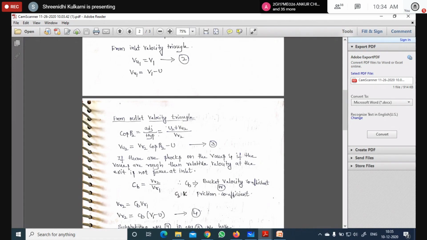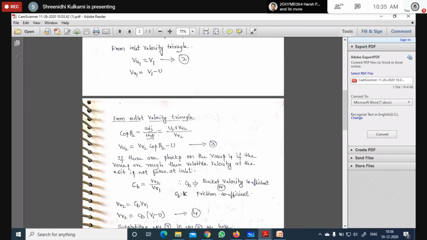If the water or the fluid is passing over the turbine blades, we can call it rough. Got it? If there are shocks on the vanes, and if the vanes are very rough, then the relative velocity at the exit is not the same as at the inlet.